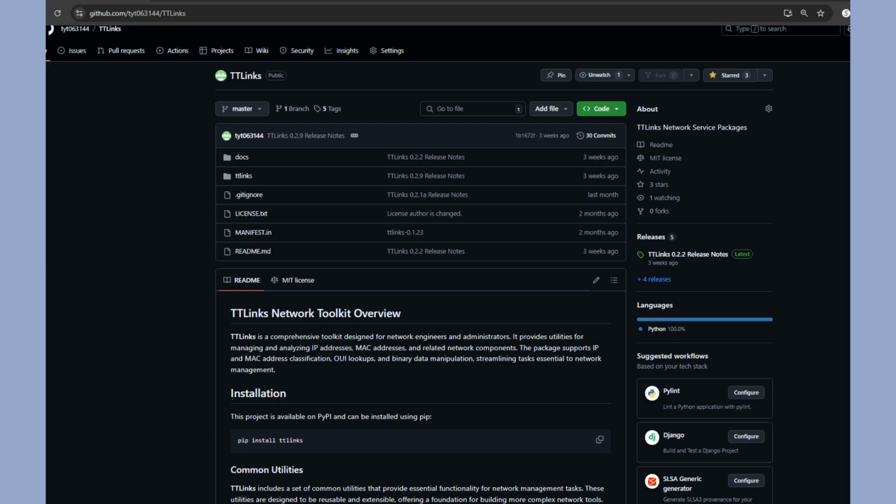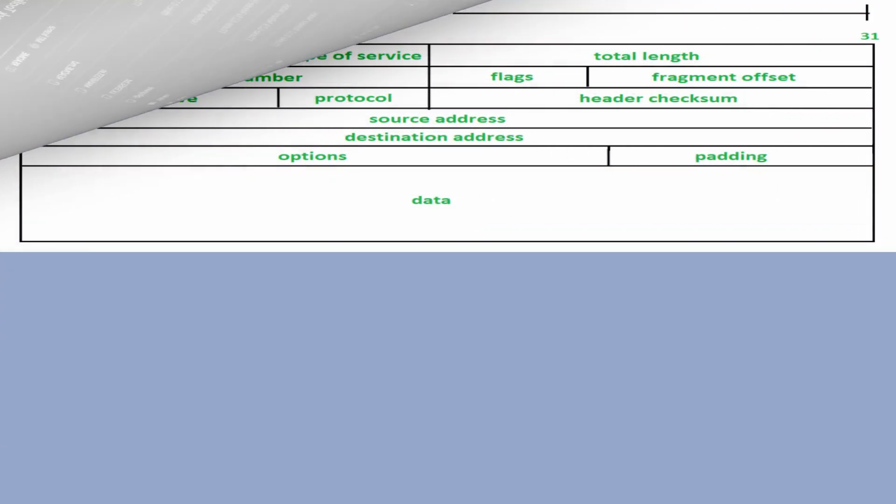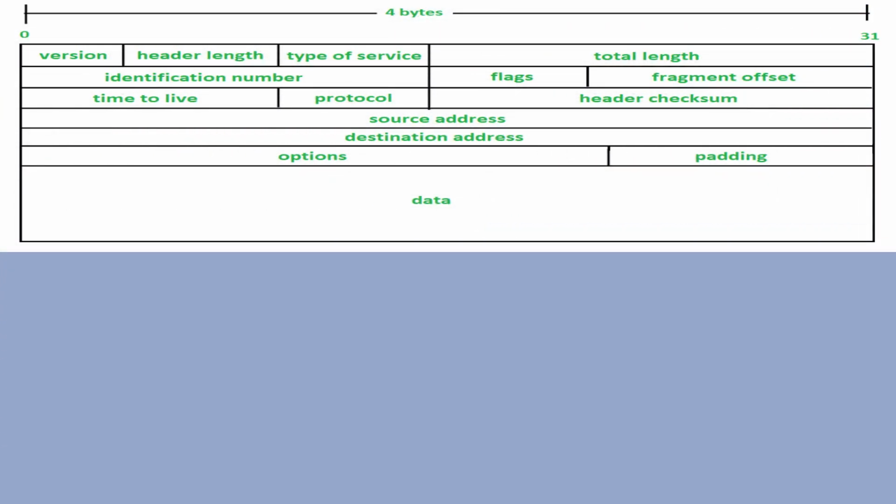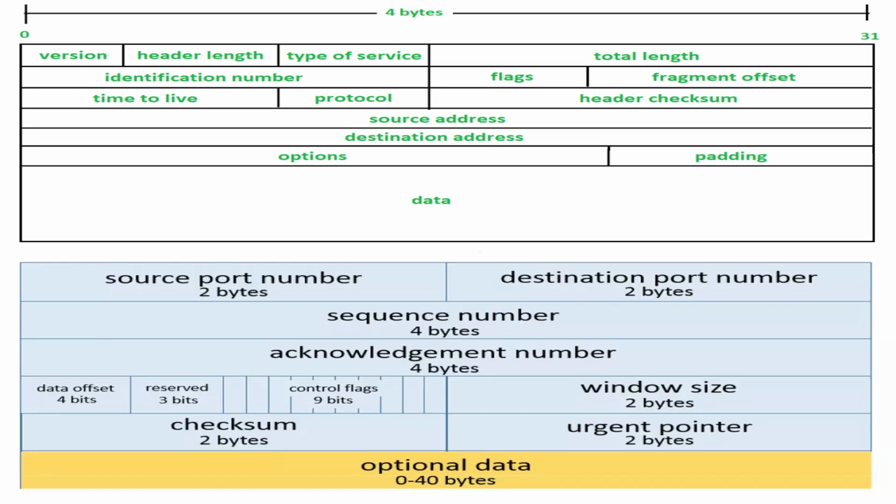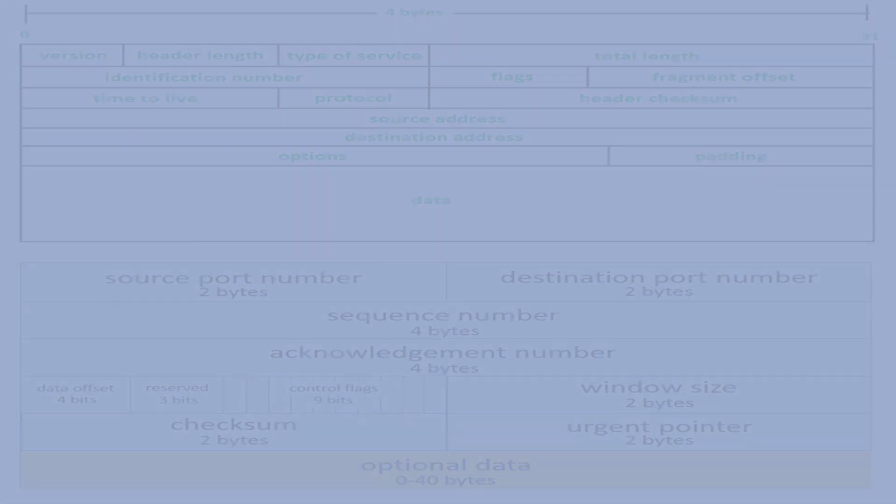If you are familiar with network protocols, IPv4 and TCP are the protocols we hear about every day in our work. For your reference, the picture above is the IPv4 header, and the one below is the TCP header. What the TT-Links new feature does is let users build their own packets as flexibly as possible. Let's take a look at the code itself.